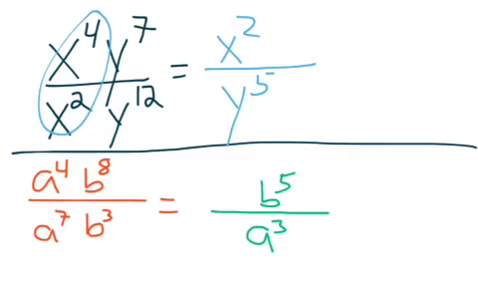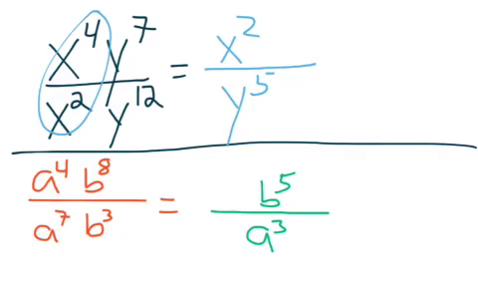Okay, so again, all I did was eyeball this. I saw my a's. I said I've got 4 a's on top, 7 a's on the bottom. Well, that means I'm going to have 3 more a's on the bottom. Here I've got 8 b's on top, 3 b's on the bottom. So that means I'm going to have 5 more b's on the top. So you can just kind of eyeball that, and then you don't have to worry about the whole negative thing, subtraction thing. Just see which has more in which spot. That's what you're going to be left with. So that's why I end up with b to the 5th over a to the 3rd.